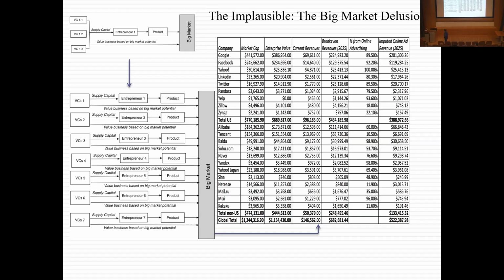In fact, one thing I did when I first wrote this piece on my blog about big market delusions is I took every company that makes money on online advertising that was publicly traded. And I played a little game. I said, I know what the market cap of the company is. I'm going to back out from the market cap what the revenues would need to be 10 years from now to justify the market cap today. You can do that even within your spreadsheet.